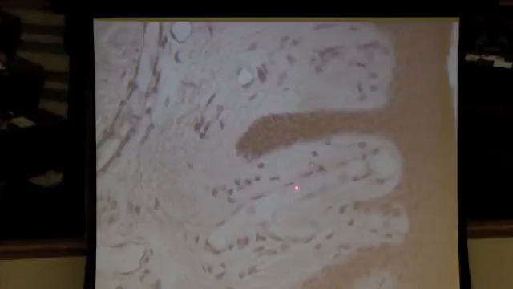But what I wanted to point out here is that there is no underlying tunica media or anything like that. All you have is just the endothelium and then just connective tissue surrounding it.